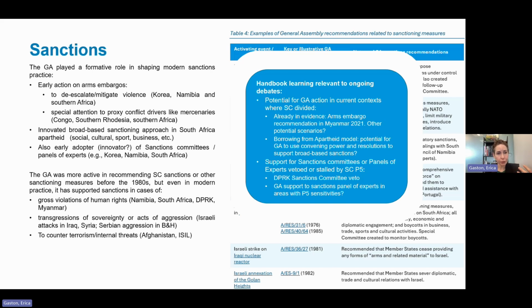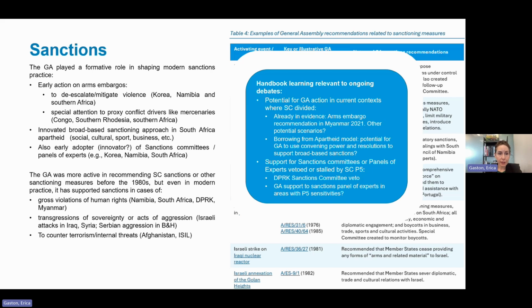Also interesting focus on particular drivers of conflict. So I think the GA was much more early on looking at the effect of mercenaries or other privatized force and how limitations on those might be key to reducing violence in certain conflict contexts in Africa. Also, if you look at the GA's past practice with regard to apartheid, the GA was really a driving force in that, not only in recommending sanctions, but recommending the sort of broad-based sanctions that have been attributed with creating movement on it, but also lots of other convening authority, conferences, follow-up monitoring committees, the things that would actually give some weight to those sanctions.